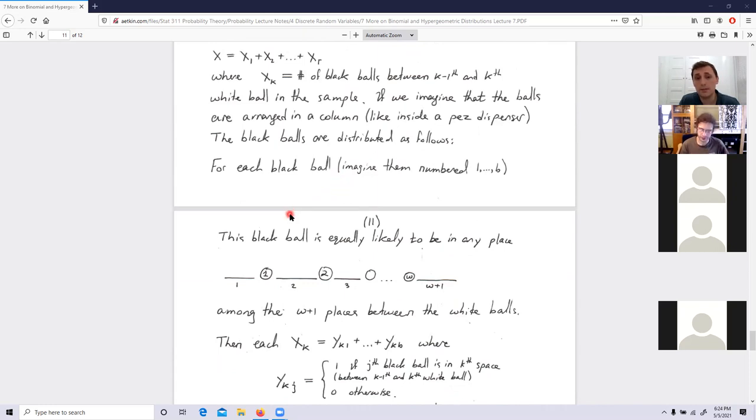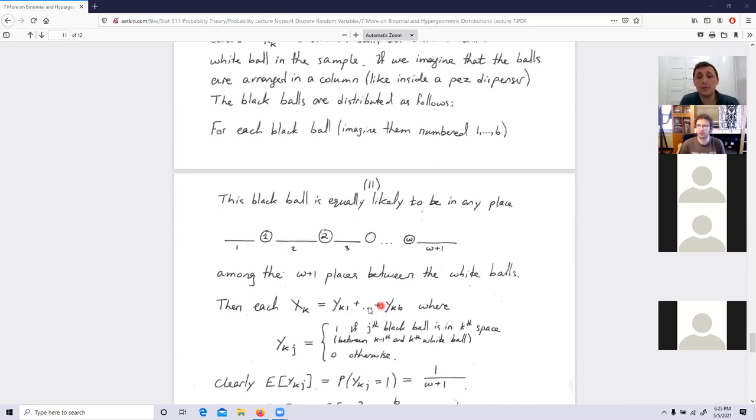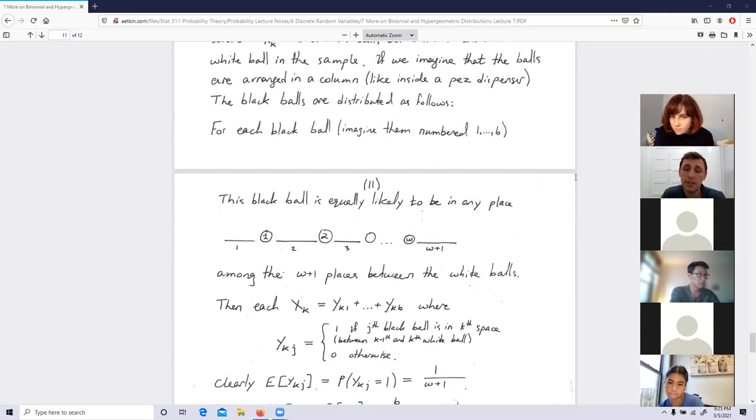So we can imagine that the black balls are numbered 1 through B, and the white balls are numbered 1 through W. Here it is. You just place them here as one. Here's the first white ball, second white ball, third, all the way to the last white ball, and you have all together W plus 1 places. W plus 1 places. So then we can ask for each xk. For each xk, we are asking which particular black balls are contained there, right? Xk is the black balls that are before the kth white ball, okay? Which of them are located there?